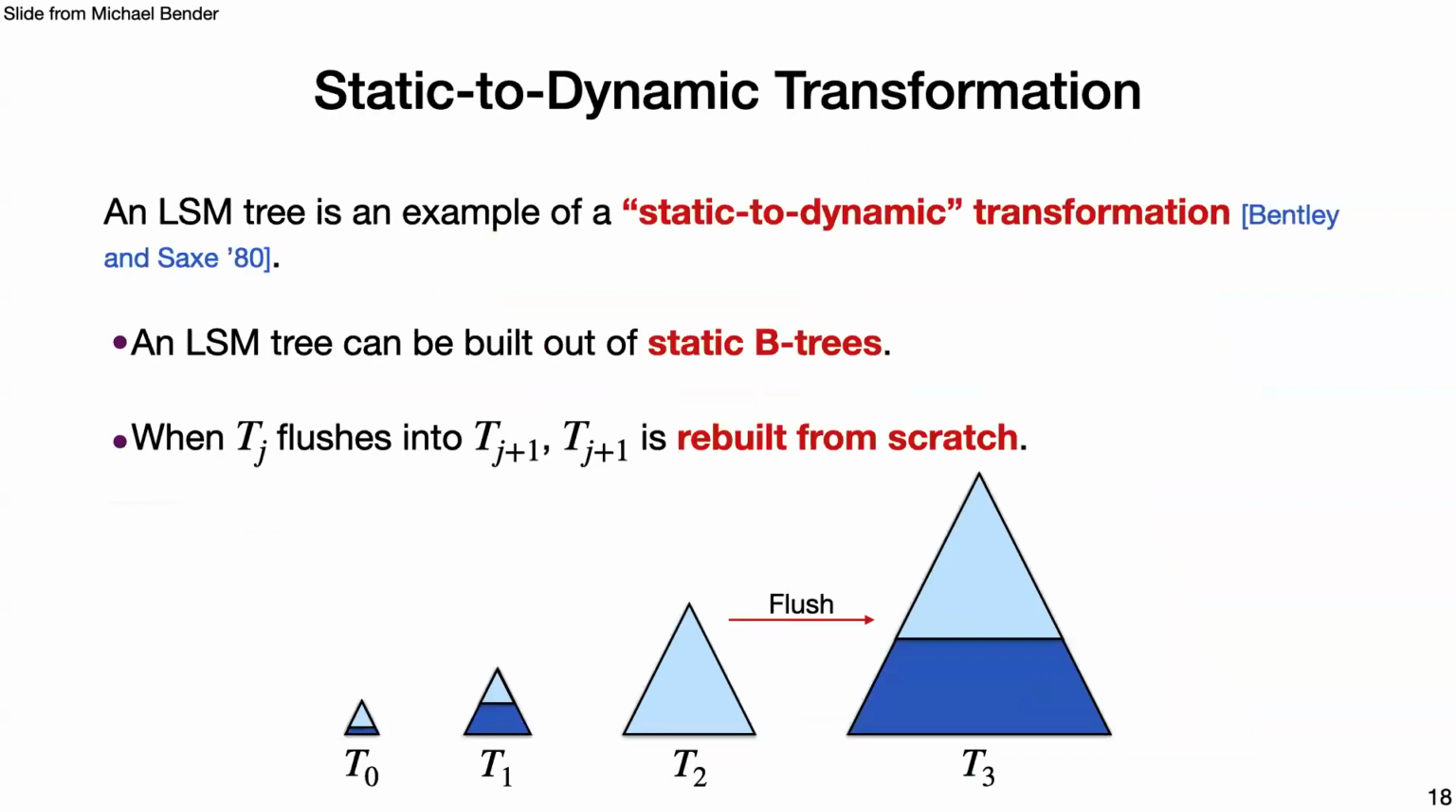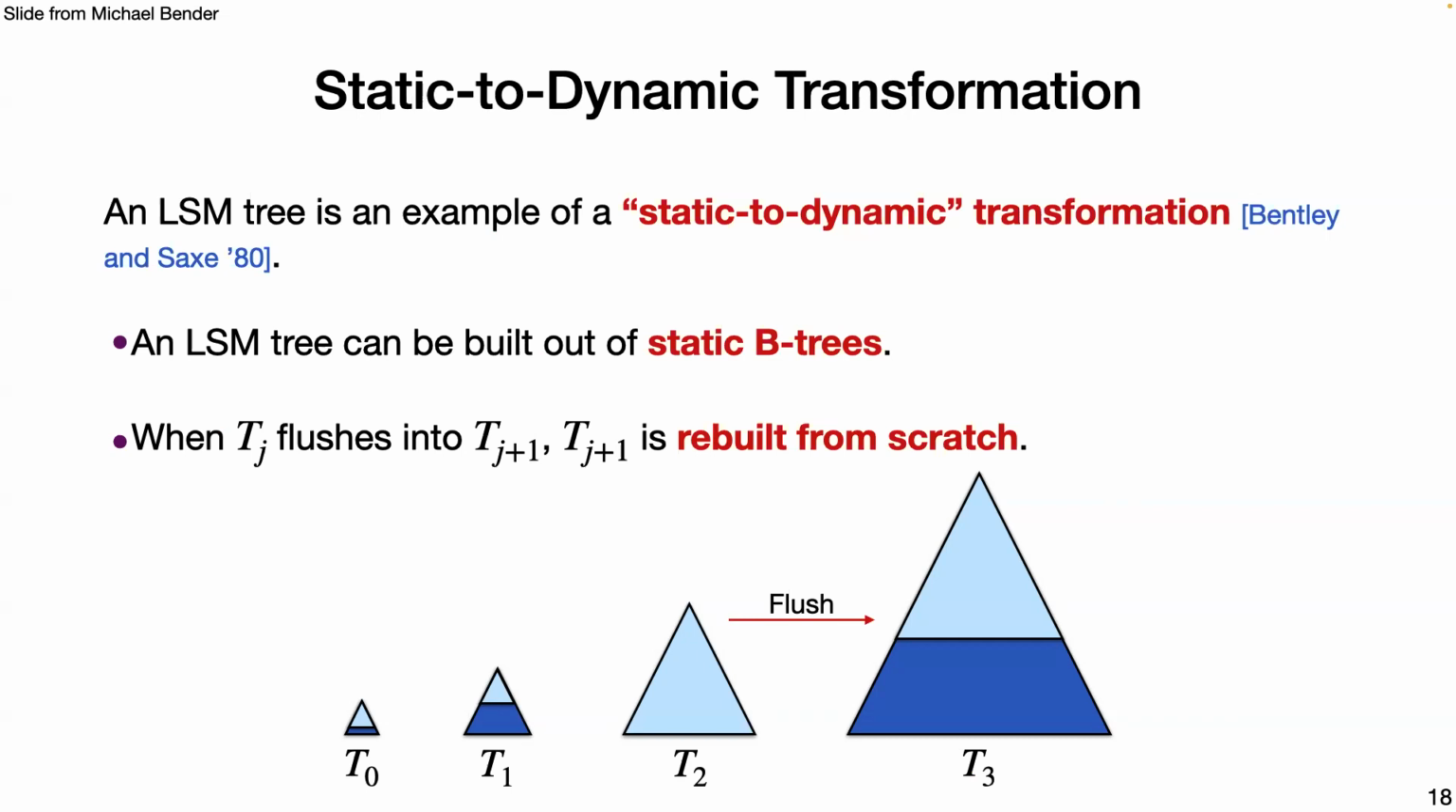Okay, great. So this LSM tree is an example of a technique called static to dynamic transformation, from Bentley and Saxe. Basically, you can build a dynamic data structure out of static data structures. You can notice that each of these B trees is a static B tree. And the first one is of size B.